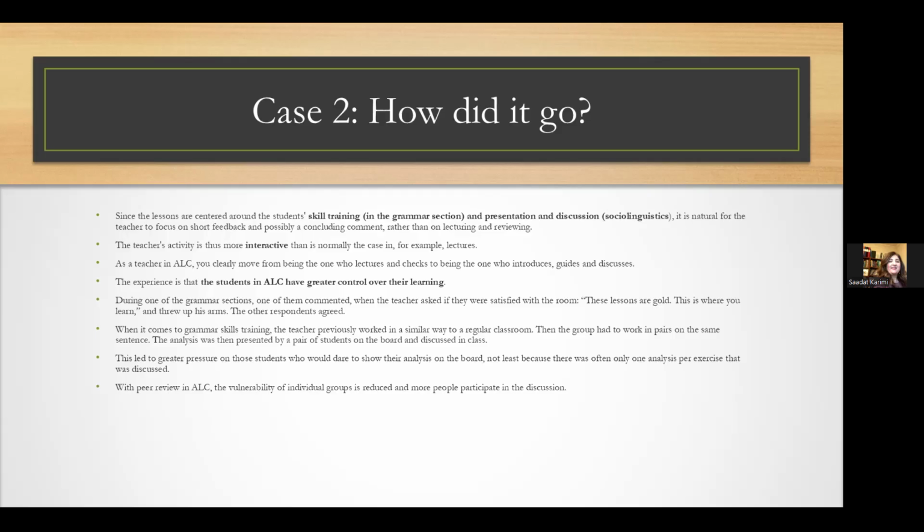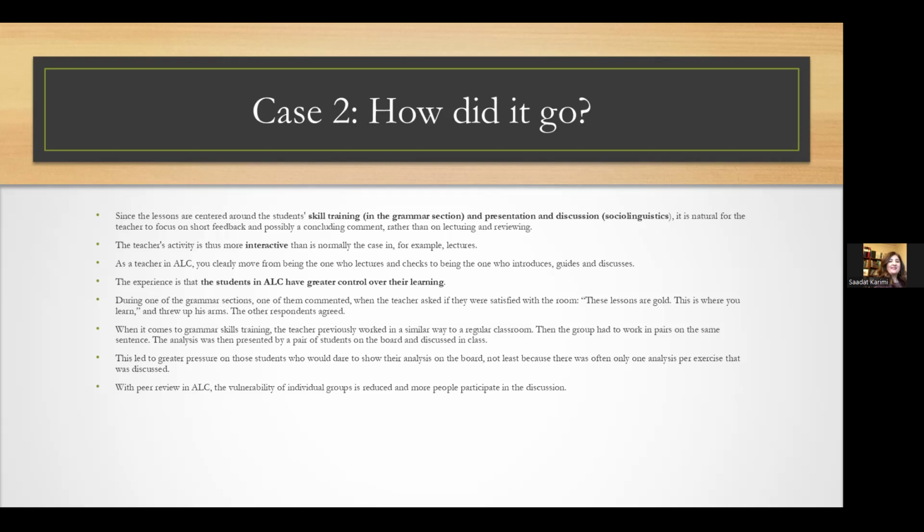The experience is that the students in ALC have greater control over their learning. During one of the grammar sections, one of them commented when the teacher asked if they were satisfied with the room: These lessons are gold. This is where you learn. One student threw up his arms. The other respondents agreed.